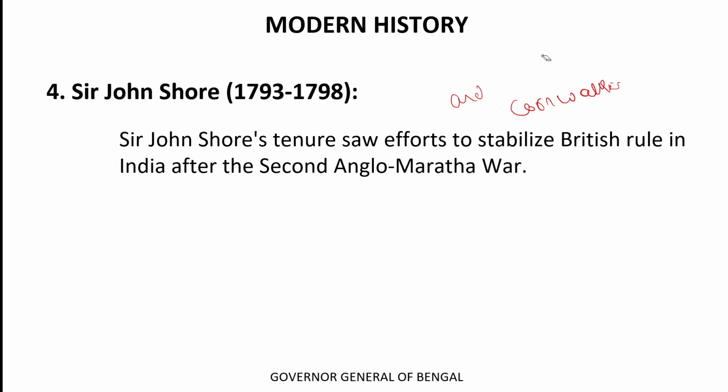Thereafter we have Sir John Shore. Sir John Shore was appointed after Cornwallis. Sir John Shore's tenure saw efforts to stabilize British rule in India after the Second Anglo-Maratha War.